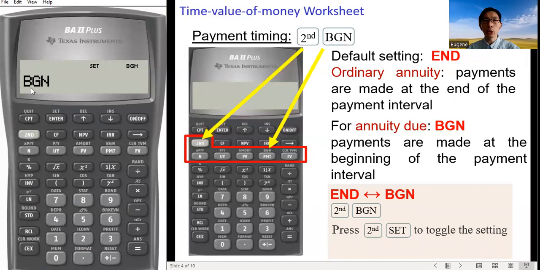For begin mode, you can see the begin indicator on the top right-hand corner of the calculator. Change it back to end mode by pressing second and then set again. And we get back to the end mode. And the begin indicator disappears. And then we can quit the timing worksheet.